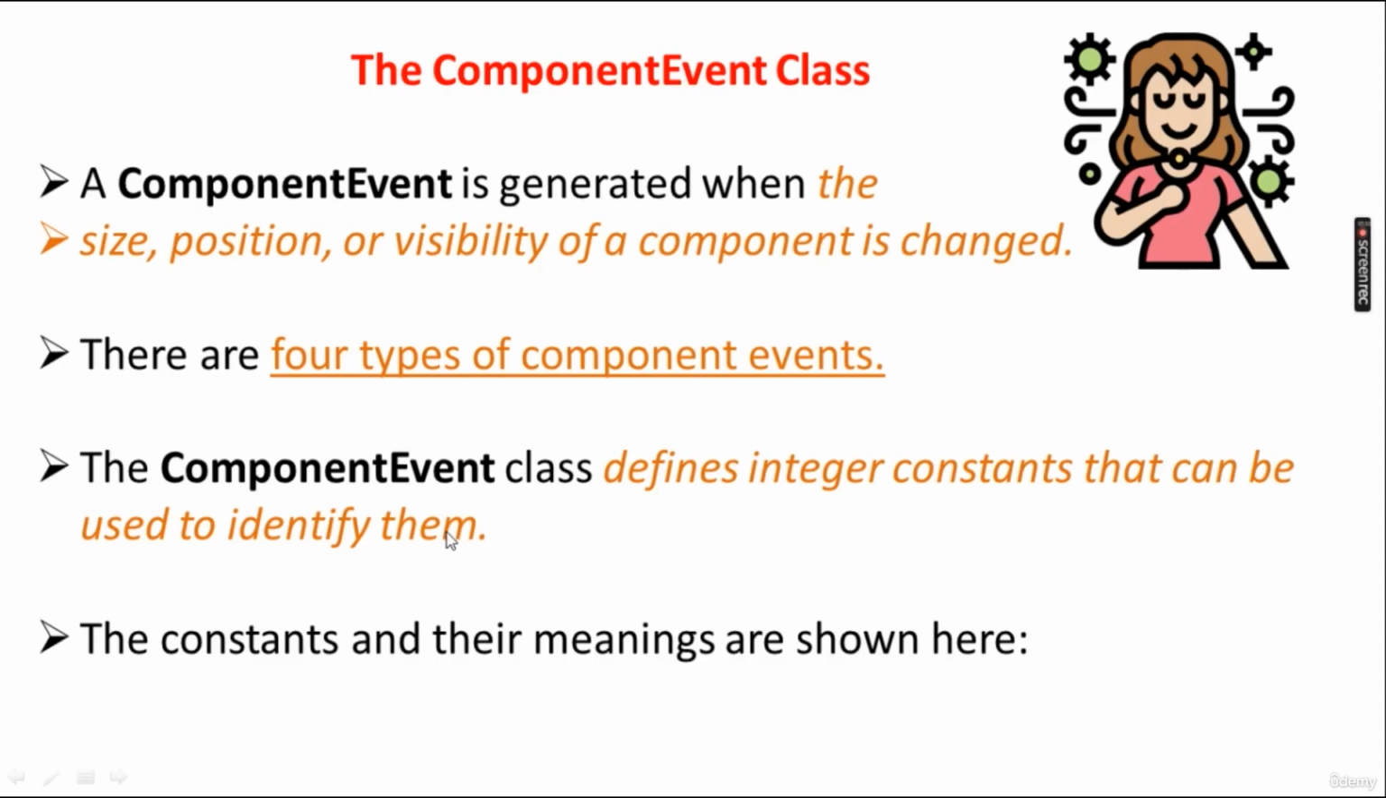Okay. The ComponentEvent class: a ComponentEvent is generated when the size, position, or visibility of a component is changed. Okay. So what value has been changed? The size of the component, the position where it has been placed, or the visibility of the component, visible or not visible, is changed. So this type of event is generated when these things happen. There are four types of component events. The ComponentEvent class defines integer constants that can be used to identify them. So here also there are constants. Those will identify which type of component event has occurred.